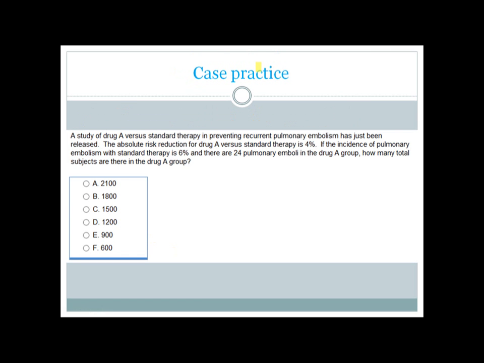So we can practice our concept of ARR by case. A study of drug A versus standard therapy in preventing recurrent pulmonary embolism has just been released. So we have our control and exposure groups. Drug A is the exposure group and the standard therapy is the control group. And the absolute risk reduction for drug A versus standard therapy is 4%. So ARR equals 4%.